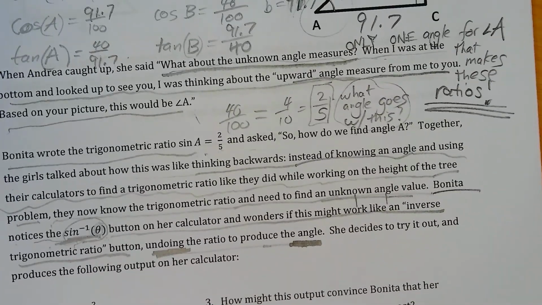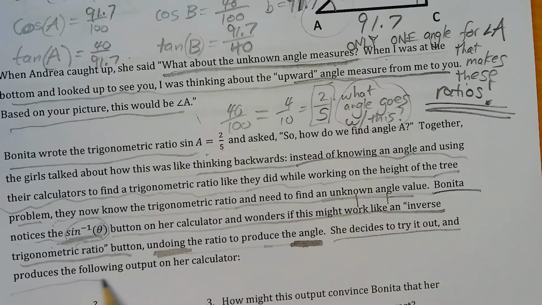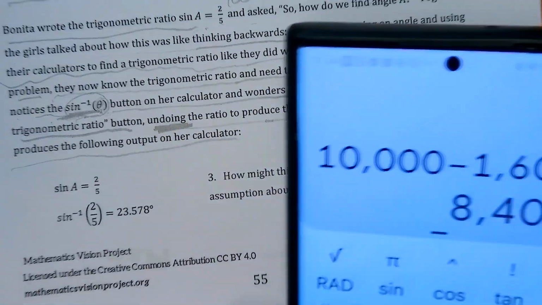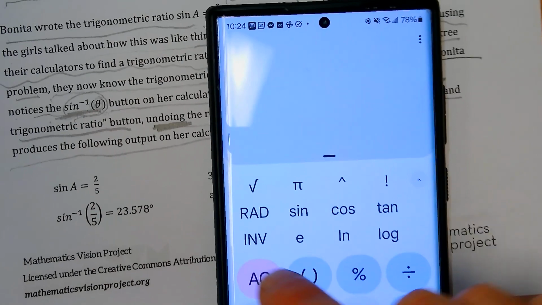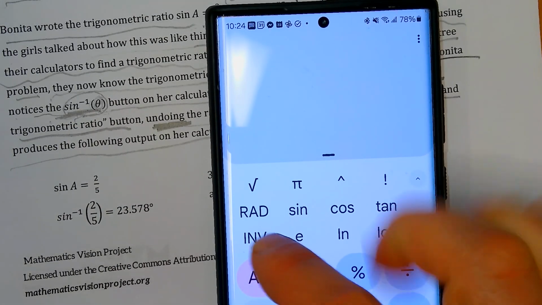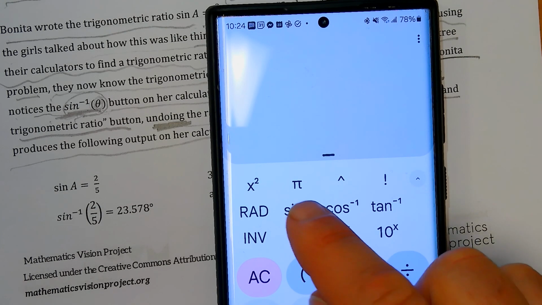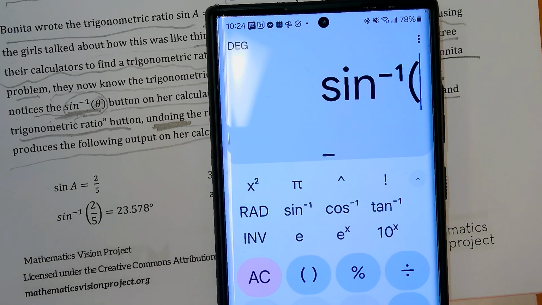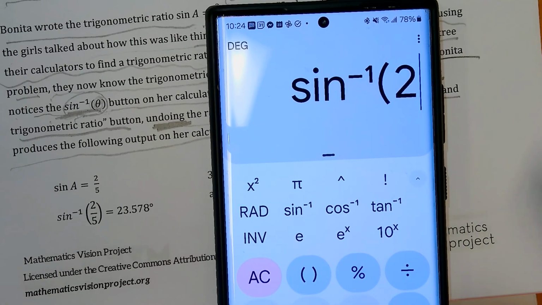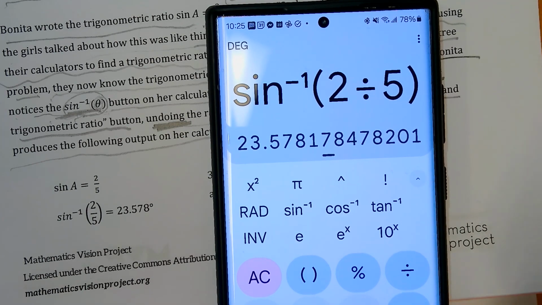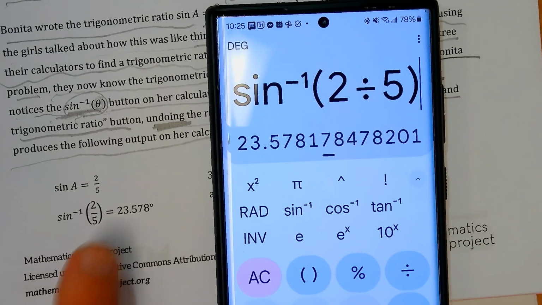I don't really look at it that way. She decides to try it out and produces the following input on her calculator. Let's reproduce it. Now, hey, there we go. Sine to the -1, inverse sine. Don't ever say sine to the -1. I'm saying that because that's what it looks like. But when you do this, you'll say inverse sine, 23.5. Oh, just like what they have. Look at that.